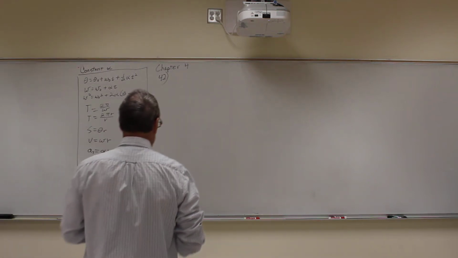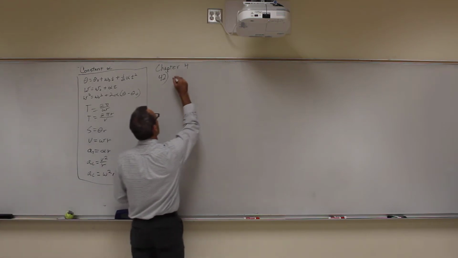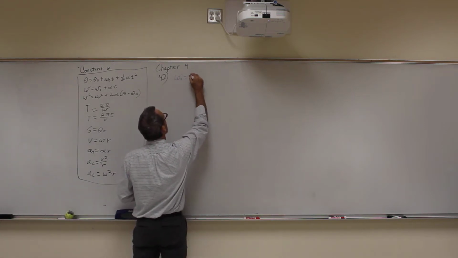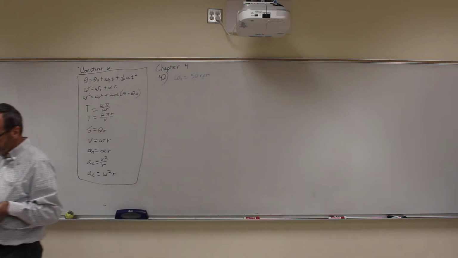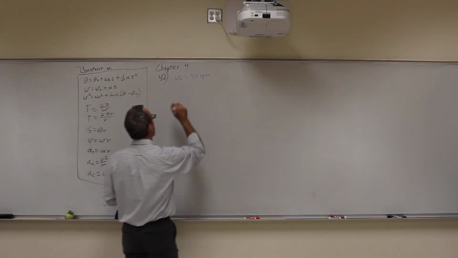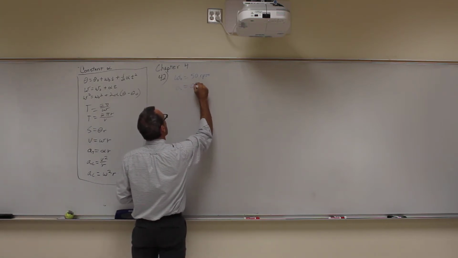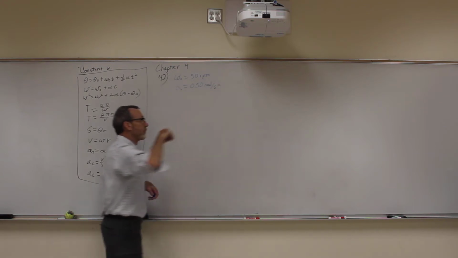The next one I'm going to do is chapter 4, number 42. And this one says, a bicycle wheel is rotating at 50 revolutions per minute. So that gives us the initial velocity is 50 revolutions per minute. And then, when the cyclist begins to pedal harder, giving the wheel a constant angular acceleration of 0.5 radians per second. So they're giving us alpha is 0.50 radians per second squared.